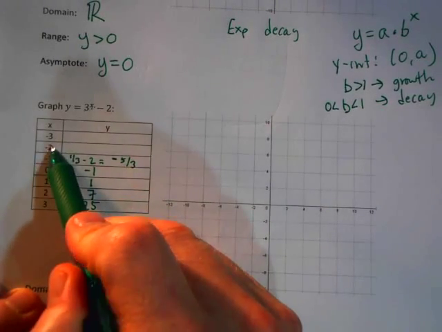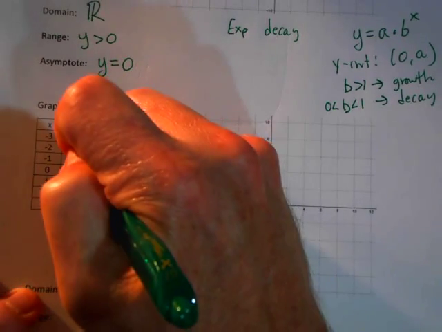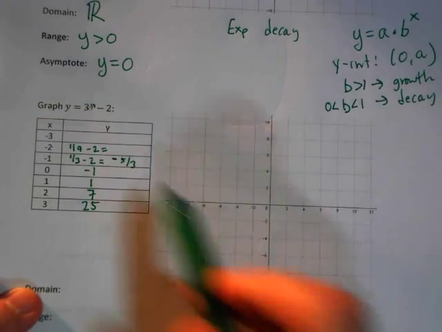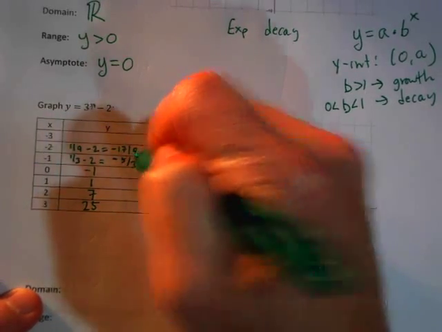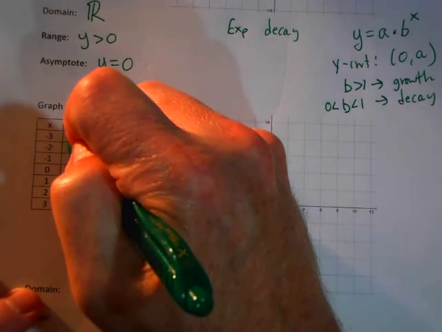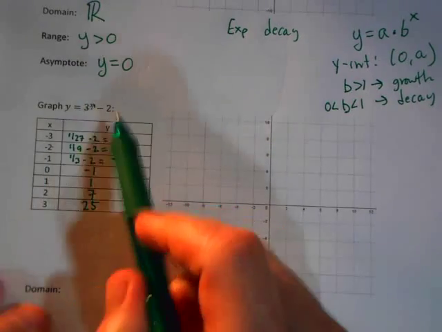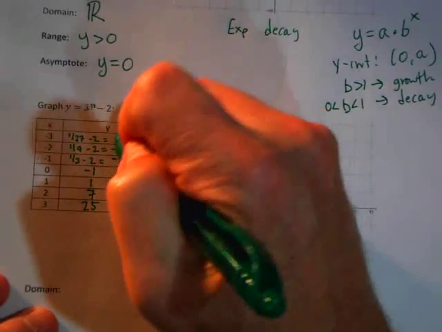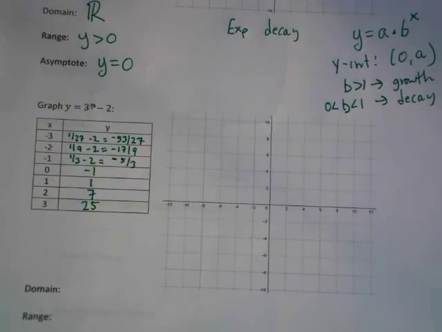Plug in negative 2. 3 to the negative 2, again, remember negative exponents are going to give us fractions. That's going to be 1/9 minus 2. Let's see, that's 18/9, so I think it's negative 17/9. And then finally, 3 to the negative 3, that's 1/27. And then we have the minus 2. That would be 54, so 1 minus 54 would be minus 53/27.